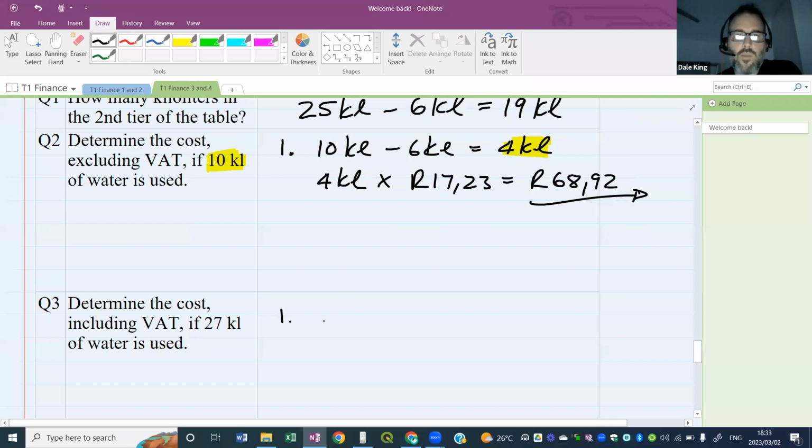Step number one, we've got 27 kiloliters of water. The first 6 is free, so I'm going to take 6 off because we're not paying for that. It's free. So 27 minus 6 means we have 21 kiloliters of water that we are going to pay for. I'm not going to charge it at R0, I'm just going to take it off and forget about it. Now we have 21 kiloliters left.